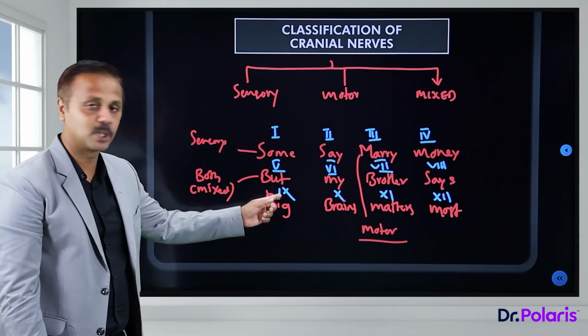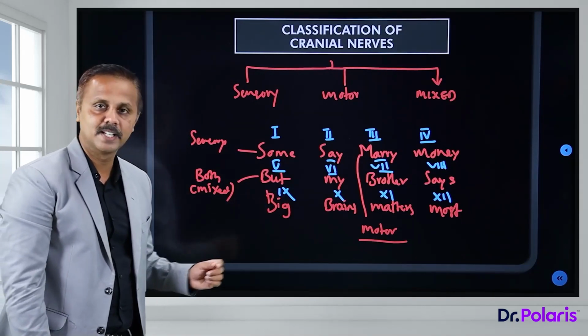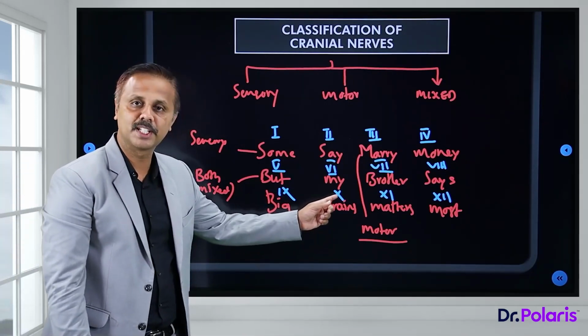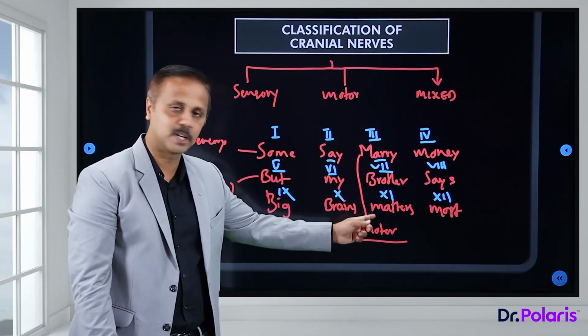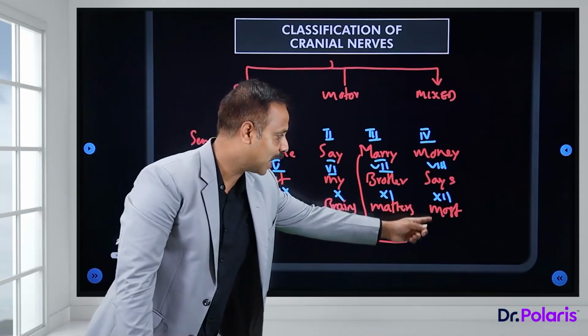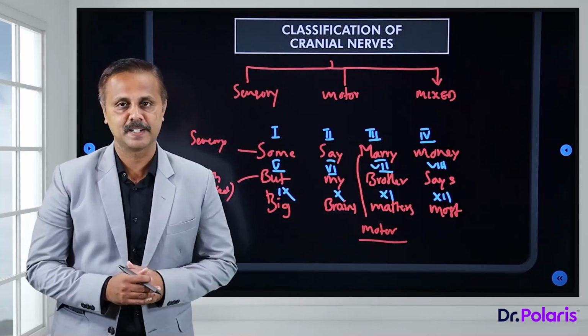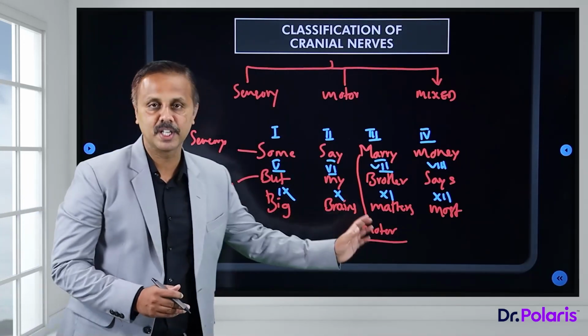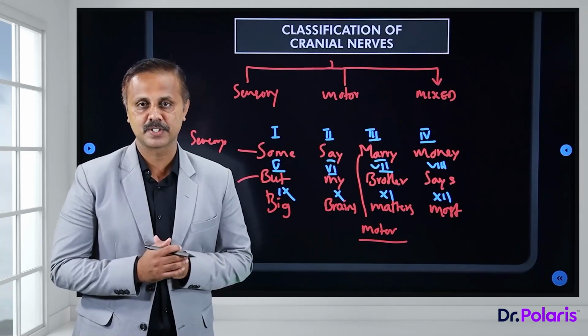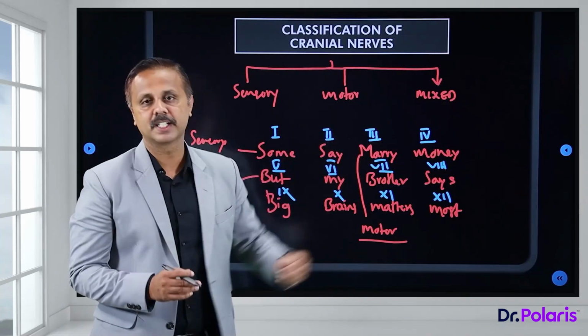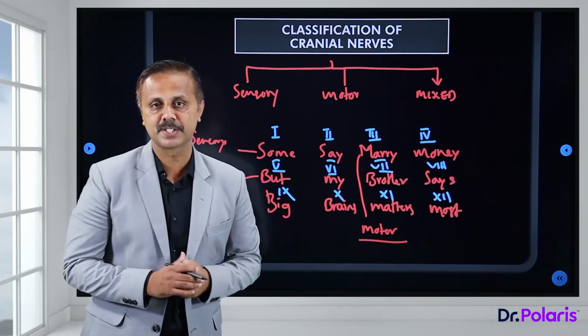Then we have the glossopharyngeal nerve, which is mixed. We have the vagus nerve or the 10th cranial nerve, which is mixed again. Then we have the accessory nerve, which is purely motor. And finally, we have the hypoglossal nerve, which is purely motor again. This is a mnemonic which you can use to remember the classification of the cranial nerves. So can we regroup the cranial nerves into sensory, motor and mixed nerve?